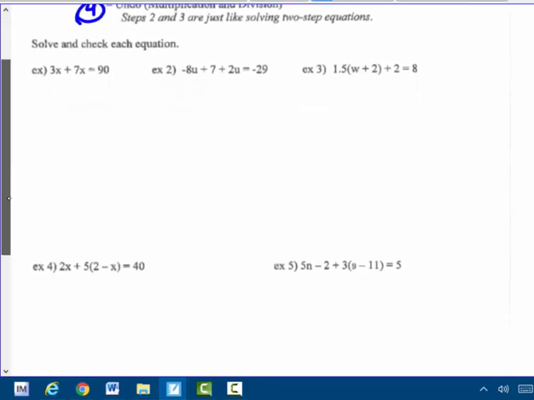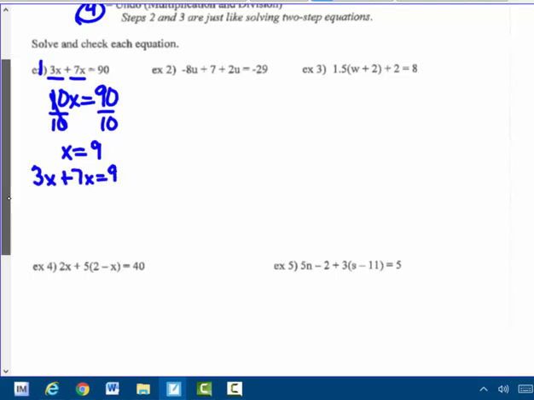So I'm going to do these. Example number 1 is 3x plus 7x equals 90. Well, that is like terms. Let's go ahead and add those together. We get 10x equals 90. It's a one-step equation. We're going to show a little fraction line and divide by 10 on both sides, and we get x equals 9.